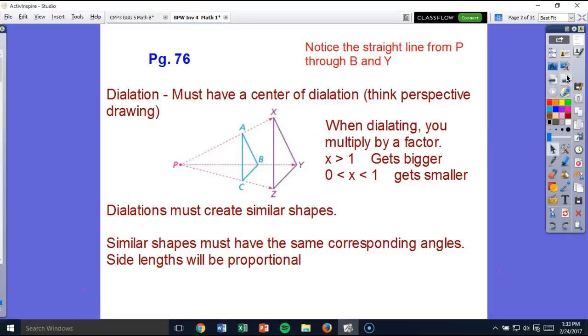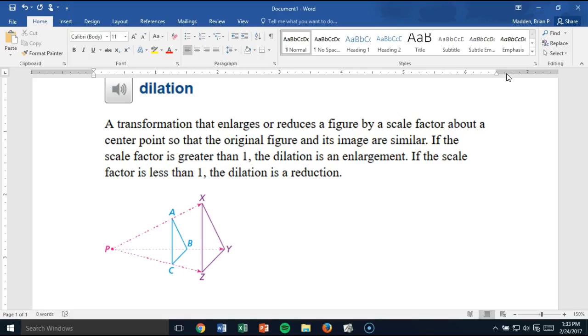In problem 4.1, which begins on page 76, we are going to be focusing on dilations. Well, what's a dilation, you ask? Let's take a look. A dilation is a transformation that enlarges or reduces a figure by a scale factor about a center point so that the original figure and its image are similar.